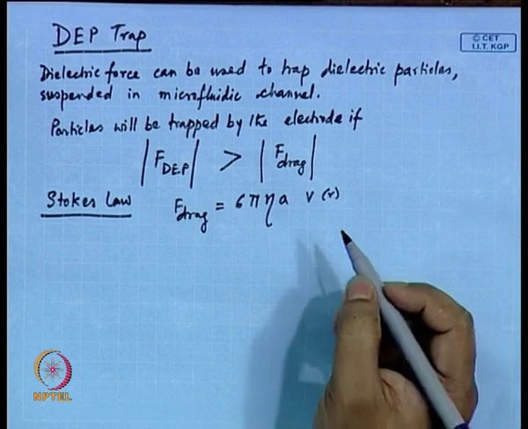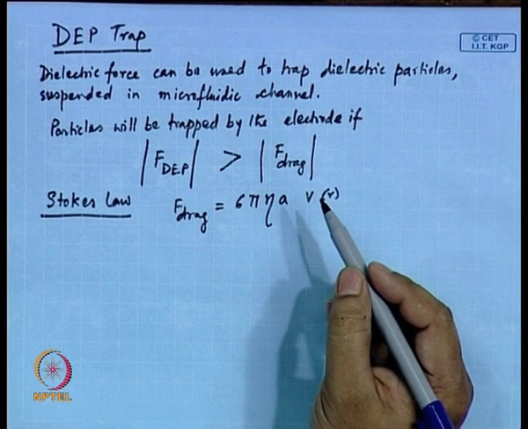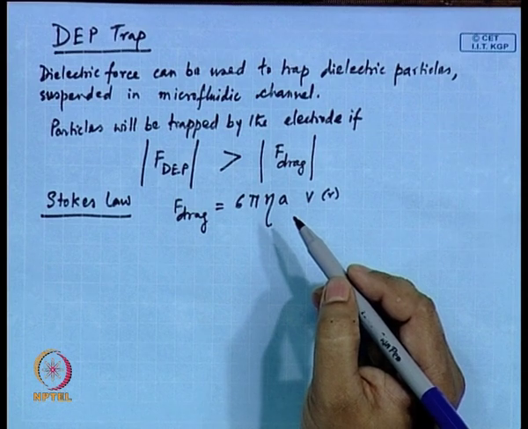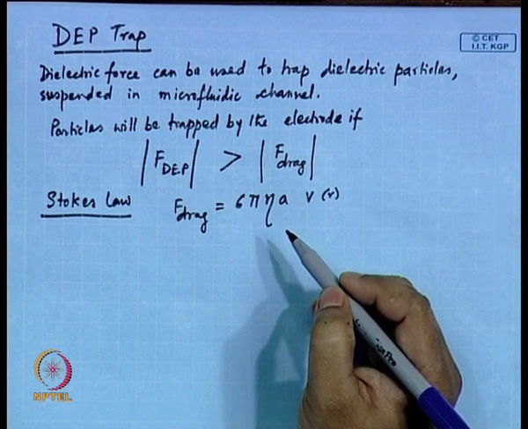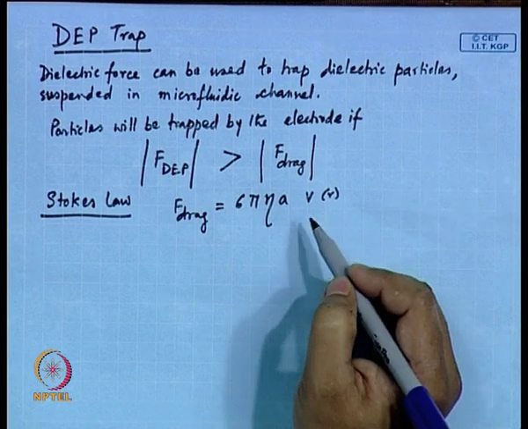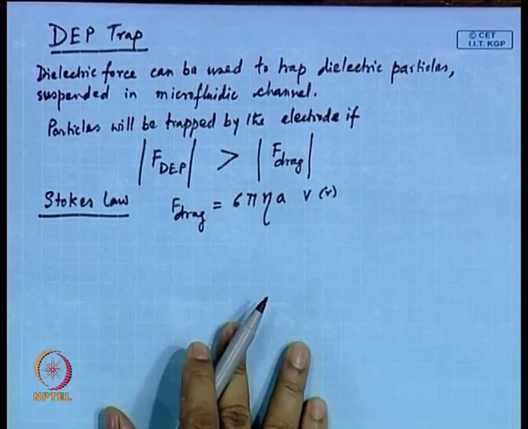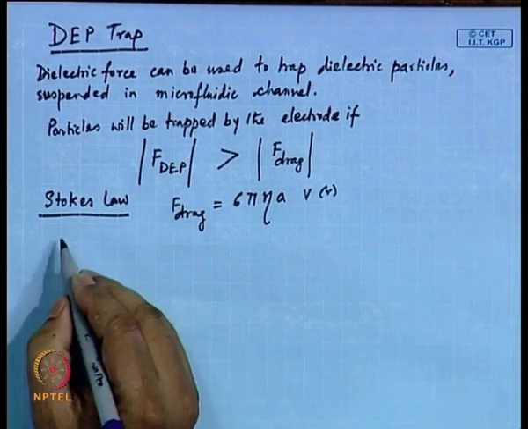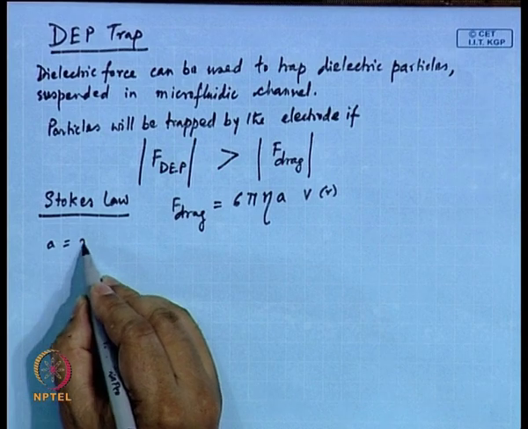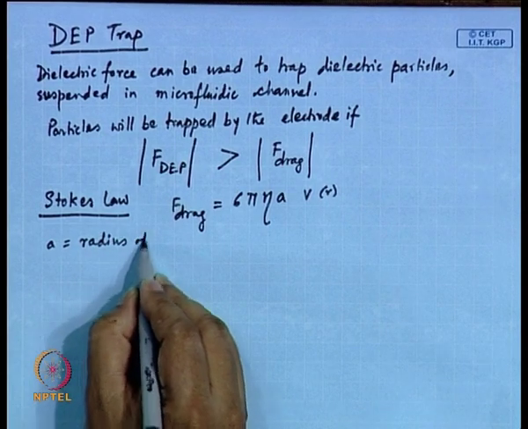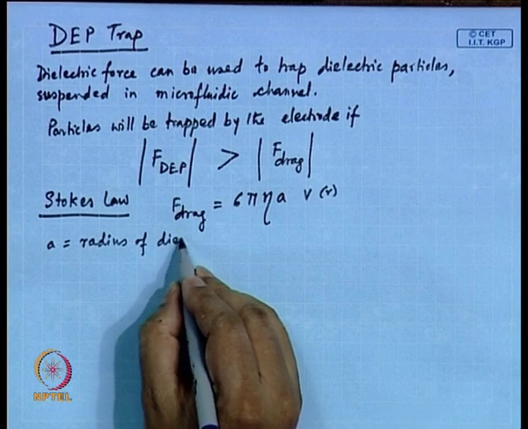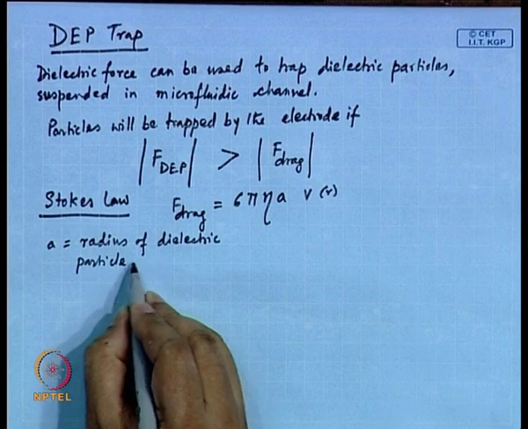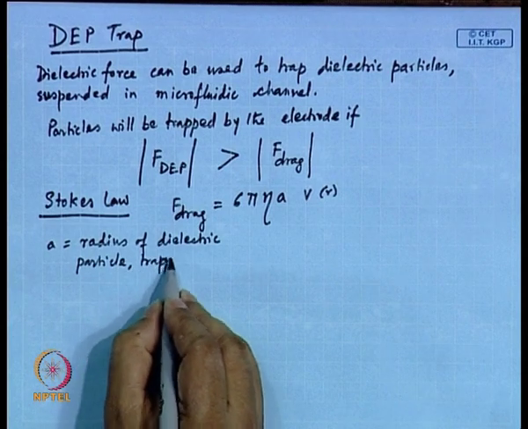What are these properties? 6 pi is 22/7 times 6, a constant. Eta is the viscosity of the fluid, and a is the radius of the particle, and v is the velocity of the particle. So this is the Stokes law. This we already have talked about. So we need to note here that a is equal to the radius of the dielectric particle trapped in position r.